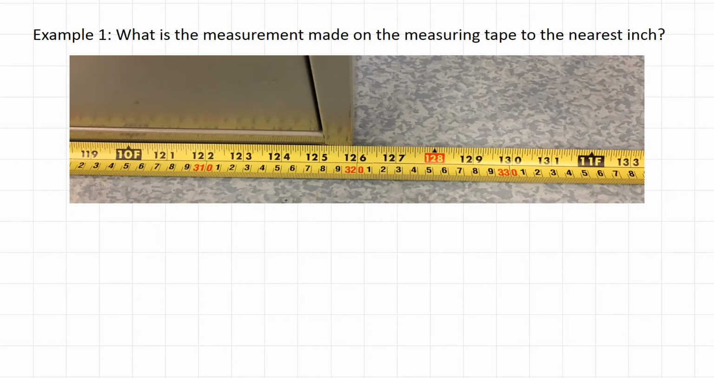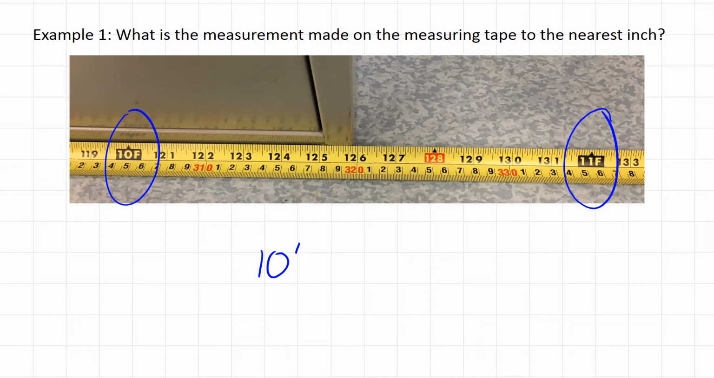So now we'll go through a couple of examples together where we have a measuring tape that's made some measurement, and we have to try to get the reading off that measuring tape. So here's our first example. You can see that we have some measurement longer than 10 feet, but shorter than 11 feet. So our measurement is going to be 10 foot and then some number of inches.